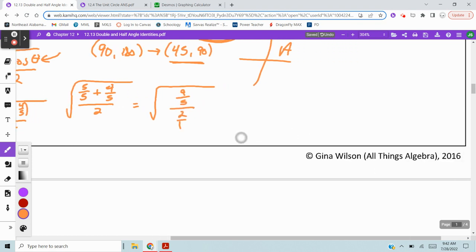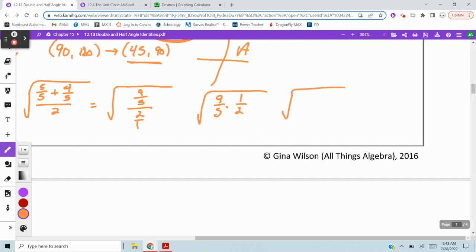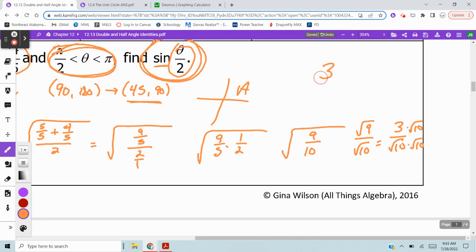That's a complex fraction. In order to do a complex fraction, we're going to flip and multiply. That'll be 9 over 5 times 1 over 2. So it's going to be the square root of 9 on top, 10 on bottom. That can be split into the square root of 9 divided by the square root of 10. You can always split radicals when it's being multiplied or divided. That'll be 3 over root 10, which does need rationalizing. We're going to multiply top and bottom by root 10. And our final answer will be 3 root 10 over 10.